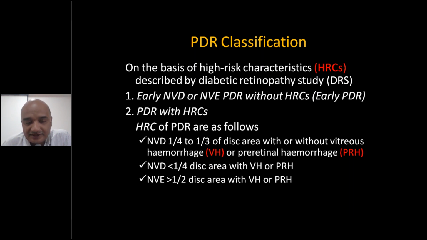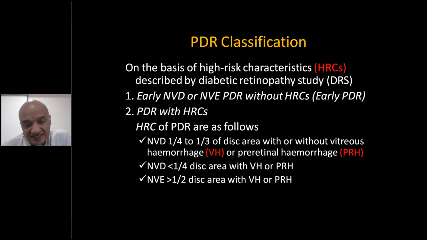Now what are those factors which decide whether the patient has HRC or not? HRC is neovascularization of the disc of 1/4 to 1/3 of the disc area, with or without vitreous hemorrhage or pre-retinal hemorrhage. It simply means that the neovascularization on the disc is progressing from 25 to 33 or 35% of the disc. More than a quarter of the disc is occupied by neovascularization of the disc, and there is vitreous hemorrhage and also pre-retinal hemorrhage.